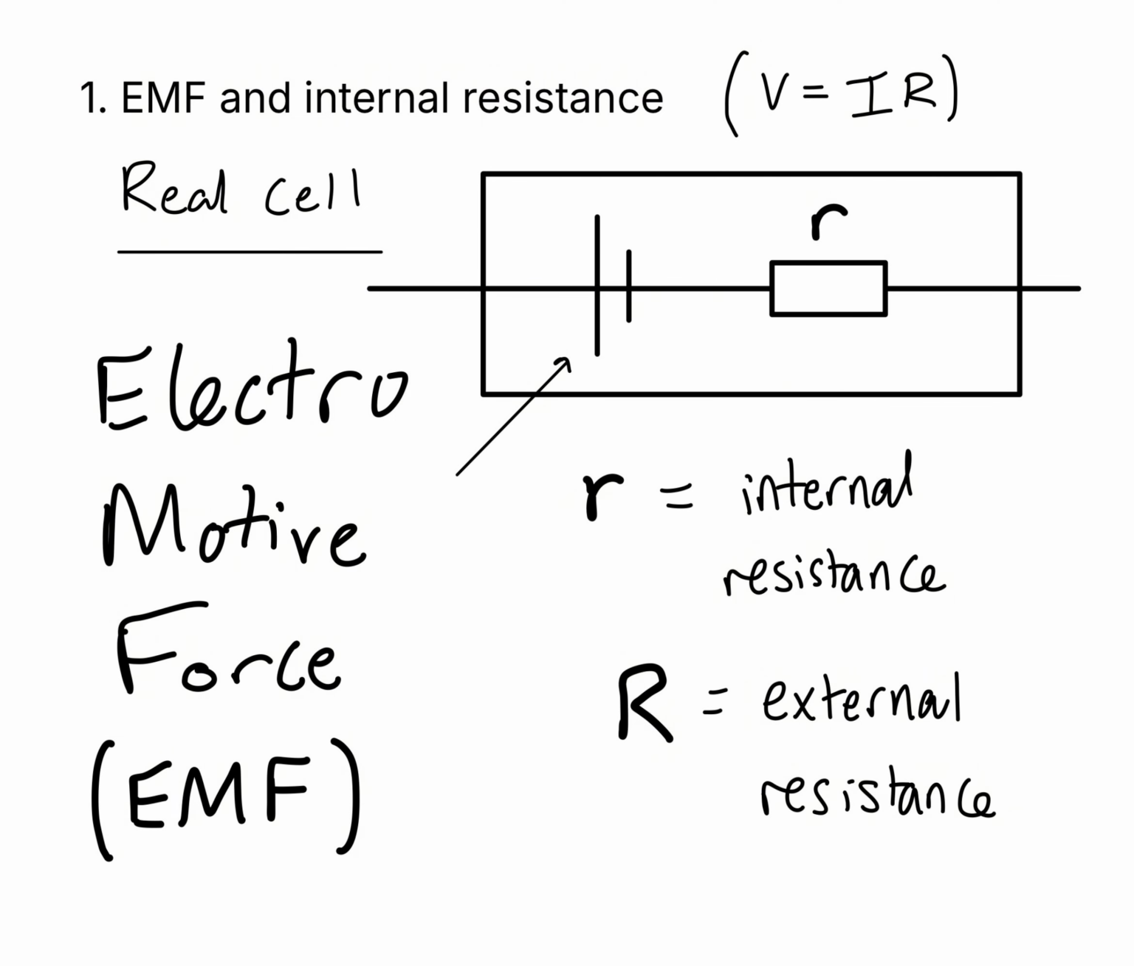But the cell is made of real material, and charge has to fight its way through the cell itself. That opposition is the internal resistance, little r, and we draw it as a little box sitting alongside the cell. From now on, big R means the resistance outside the cell, in the external circuit, and little r is the resistance within.